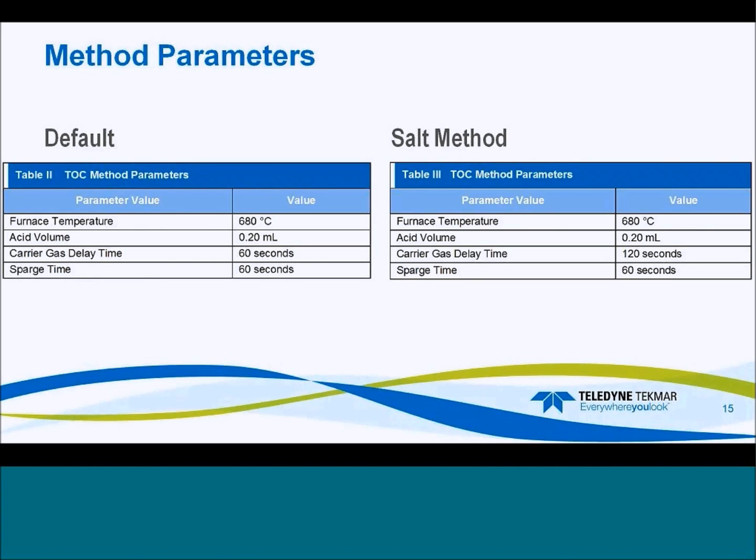So to change this method, it's easy to do. All you have to do is go into your configuration screen, which I will show you, and click on your method, change your carrier gas delay time, and save it, and you are done. And with this method, you can also run other samples as well. So if you're a laboratory that's running salt samples and wastewater samples, you can run them all with the 120-second carrier gas delay.